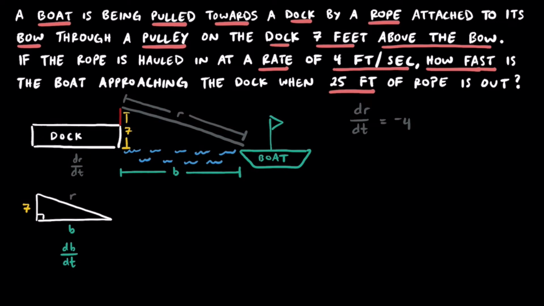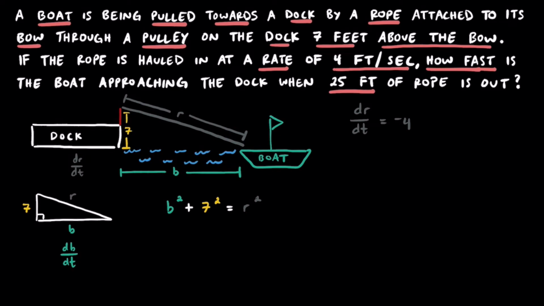Now we have a bunch of information, but we actually don't have an equation to work with just yet. So hopefully you can see that because we have a right triangle, we can use the Pythagorean theorem and say that b squared plus 7 squared is going to be equal to r squared, the rope length squared. So we can go ahead and write that as an equation to begin with.